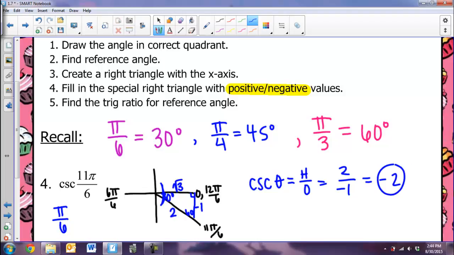Okay? So again, we're not too worried about if we need to convert yet between radians and degrees. That's still a legit thing to do.